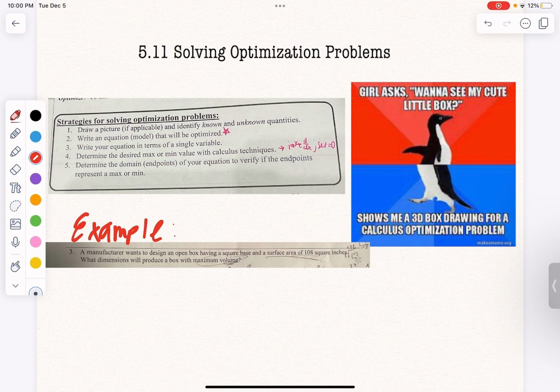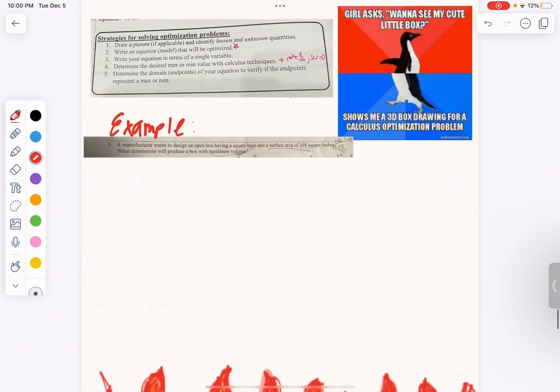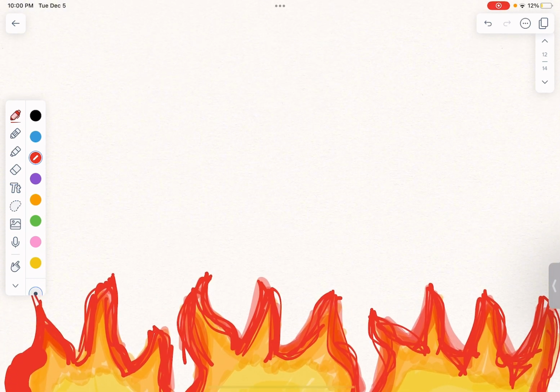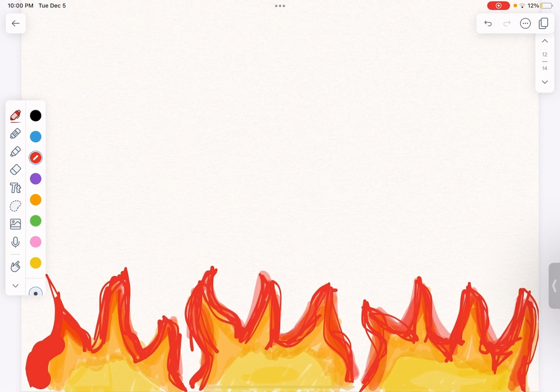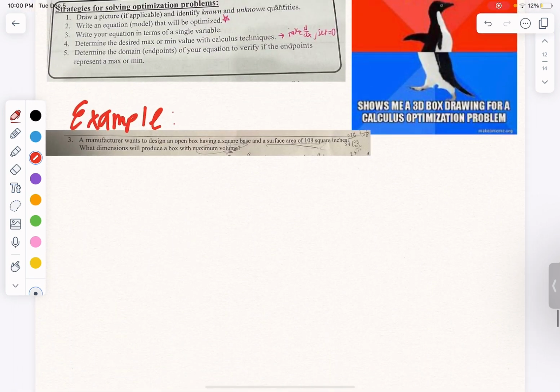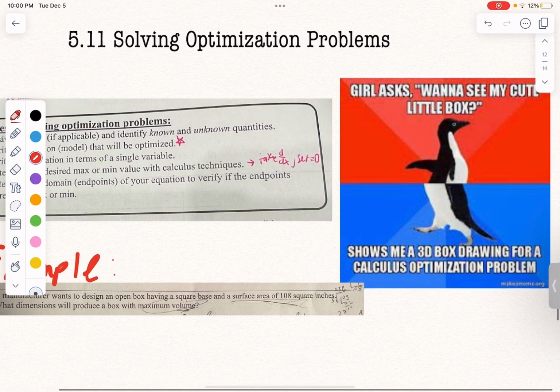Literally one of the worst possible things in calculus you can do, which is why I actually drew flames this time at the bottom of the page. This will hurt your brain, but once you get the hang of it, you get the hang of it. It's similar to related rates, we just have to keep practicing it, but I still hate it.